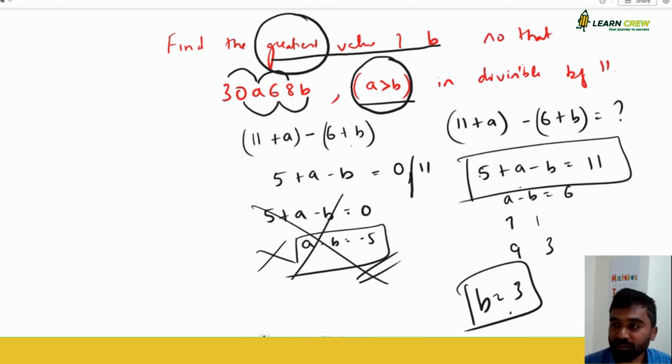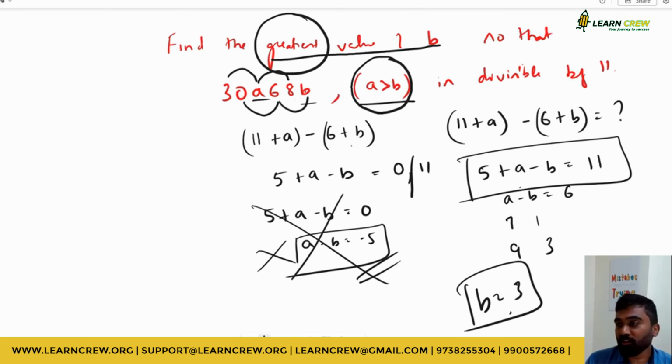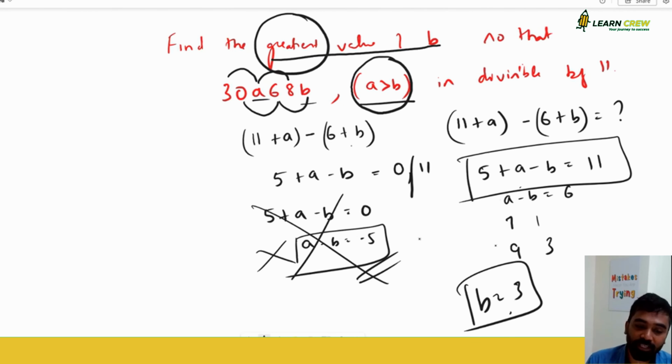I cannot go for 2-digit numbers. Because this is a single digit number, this is a single digit number. Obviously, I cannot go for 2-digit number. The greatest number for A is going to be 9. If A is 9, you have to subtract it with something. That is 3.